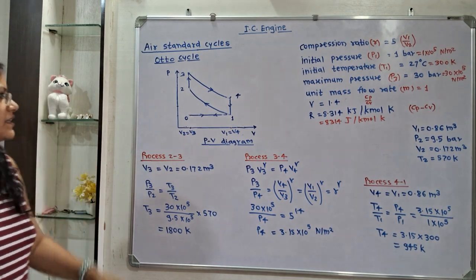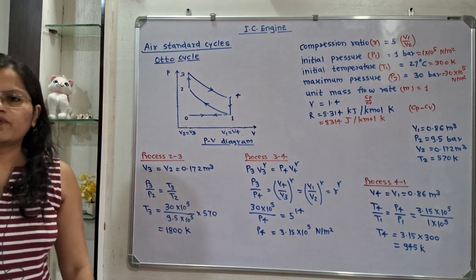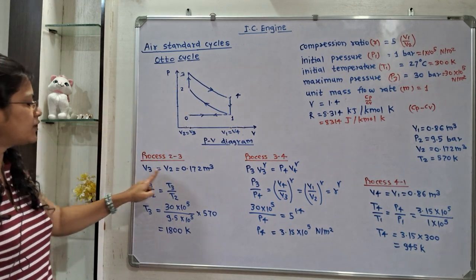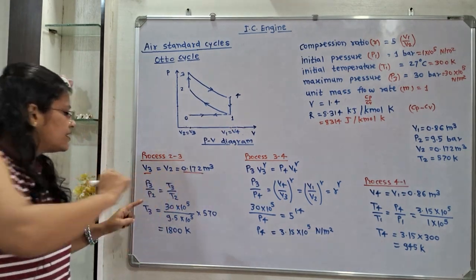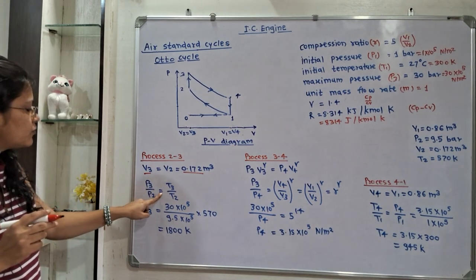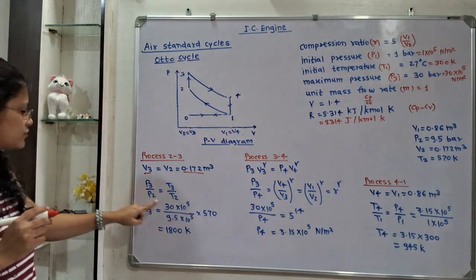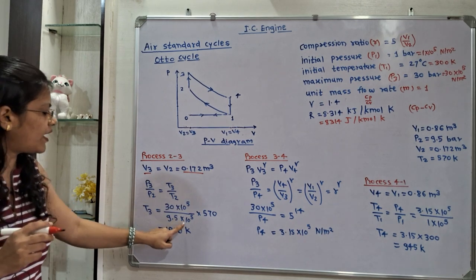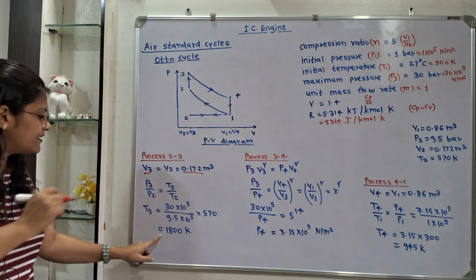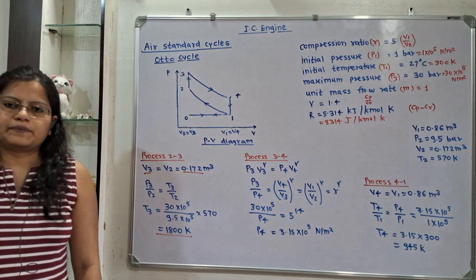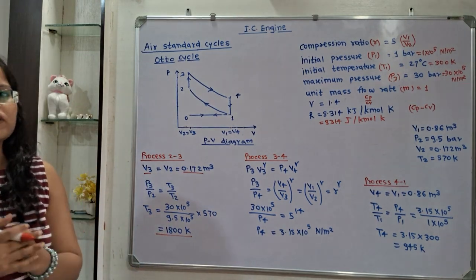Now we will move to the process 2 to 3, where the heat addition is taking place at constant volume. So here V3 is equal to V2, which is equal to 0.172 meter cube. So we get here the V3. Then we have relation P3 by P2 is equal to T3 by T2. We will put the value P3, it is given 30 bar, so 30 into 10 raised to 5, P2 9.5 into 10 raised to 5, and when we multiply with T2, which we have calculated, then we will get T3 1800 Kelvin.